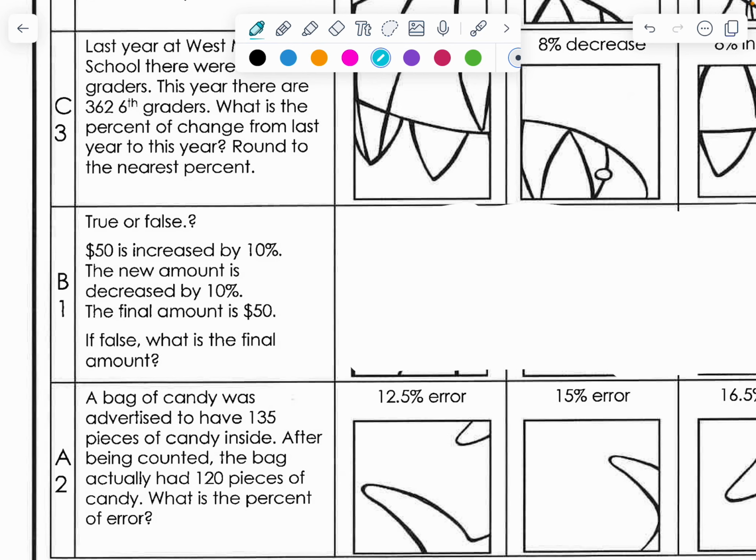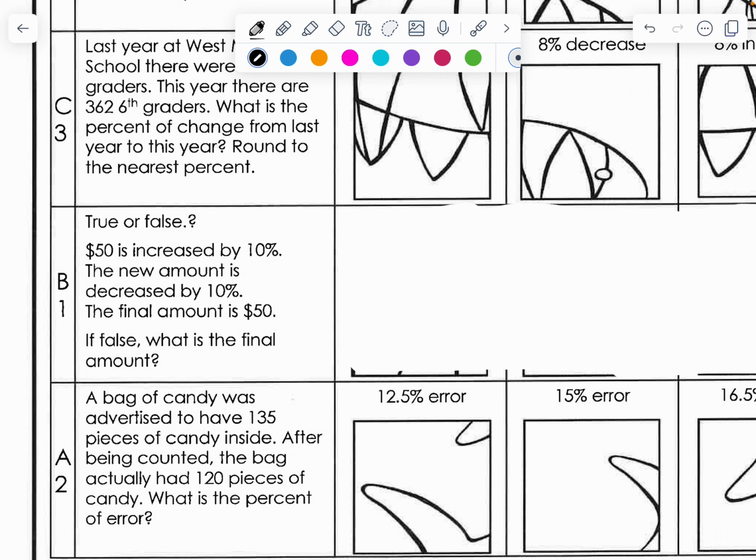It comes from our previous lesson. It says $50 is increased by 10%. Then that new amount is decreased by 10%. And then it says the final amount is $50, true or false. So this really is not percent of change or the error. It's more like we did in our last lesson. So let me help you out with this first one.